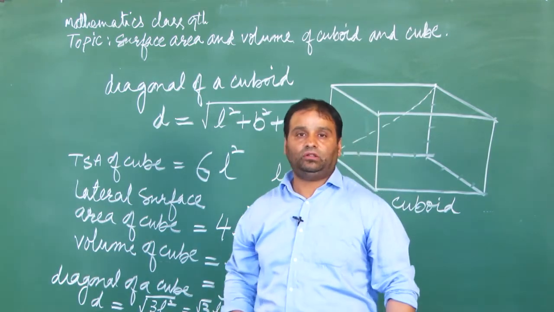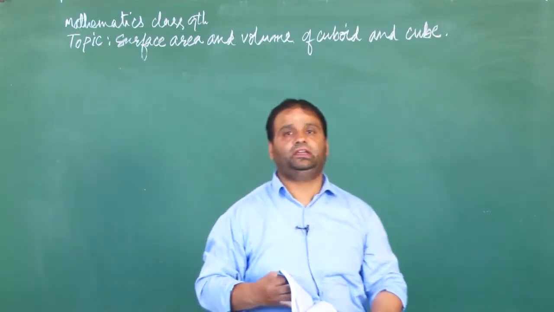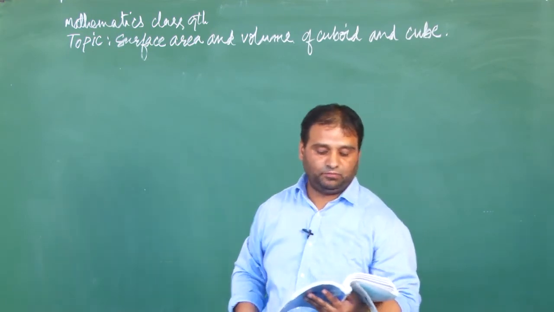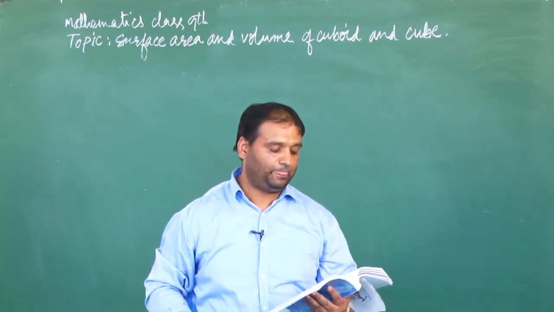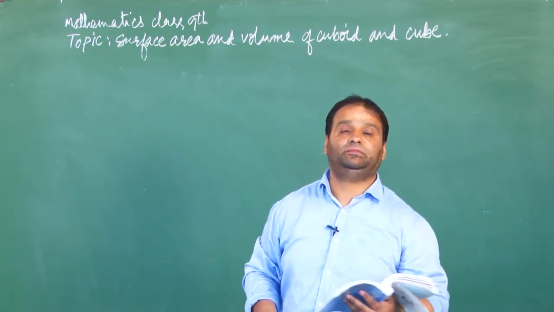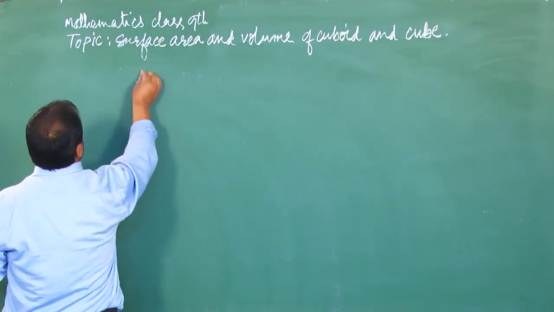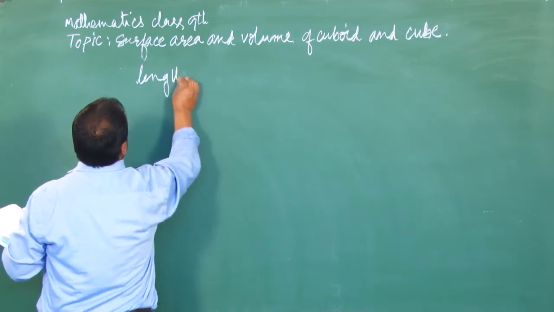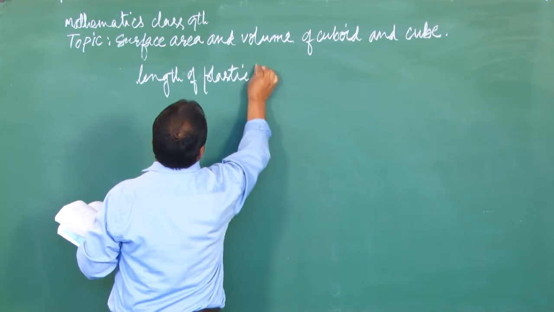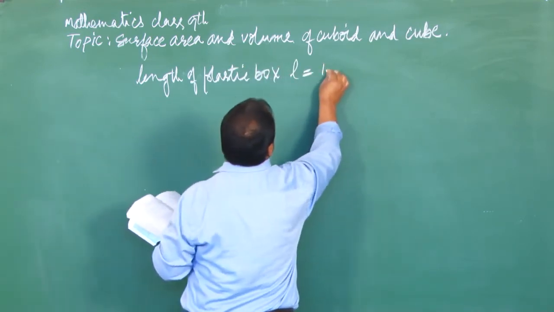Now to understand all this, let us take some examples from the book. Now we take an example from a book. It is given that there is a plastic box 1.5 meter long, 1.25 meter wide, and 65 centimeter deep. This is a plastic box where its length of plastic box is 1.5 meter.